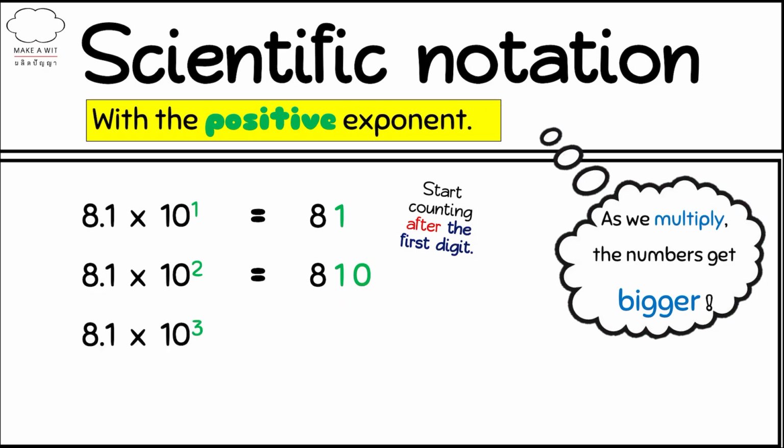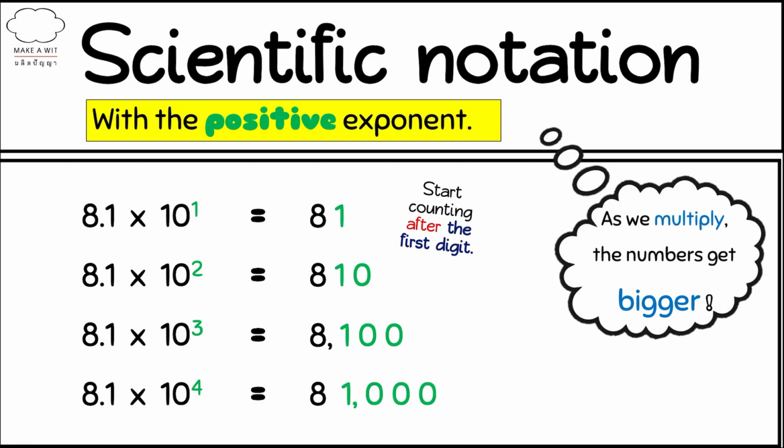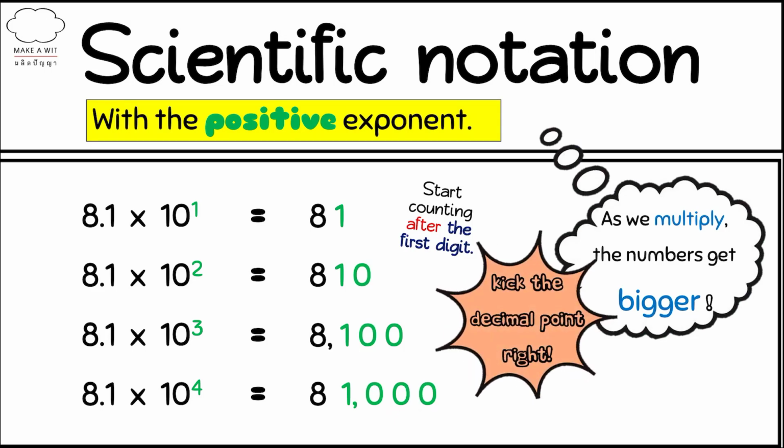What about this one? You put 8 and 1. Right? And then you put 2 more zeros. Because you count the places after the first digit will be 1, 2, and 3 over here. And what about this one? Same. You can count, see, 1, 2, 3, and 4. Alright?